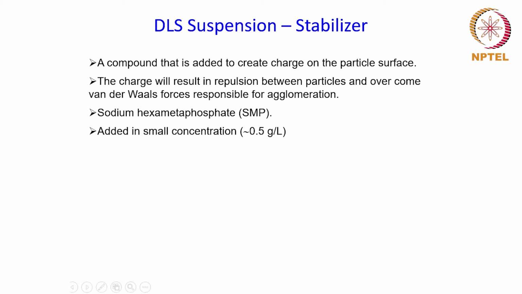Okay. Sodium hexametaphosphate, or SMP, is a very commonly used stabilizer for making DLS suspension. And the stabilizer is also added in small concentrations. For example, 0.5 gram in a liter could be a typical concentration. Right, so these are the four important things that have to be followed in order to make a good suspension which can be used for DLS experiments to do particle size analysis.